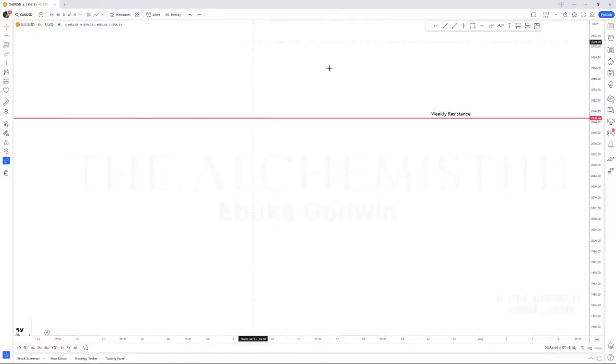I need to draw a straight line. Let's say weekly taps into this level. Now, this is a candle. Just remember that this is a candle, could be bullish or bearish, whatever. Like this. Let's say this right here is the weekly time frame. This is a weekly candle. Let's say weekly tapped into the weekly resistance and then closed below it.